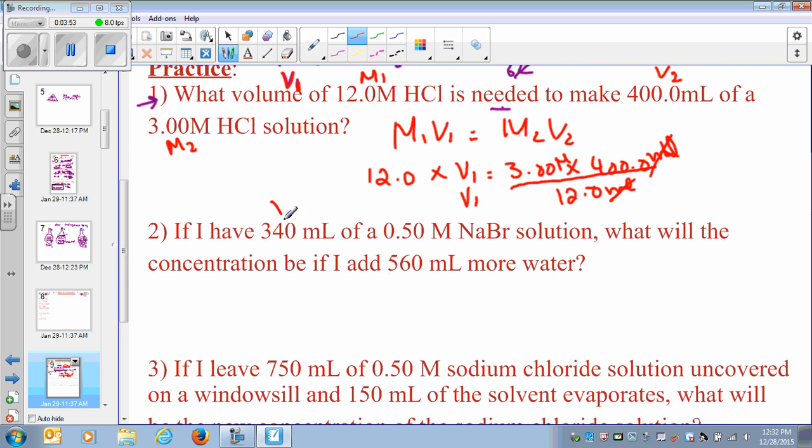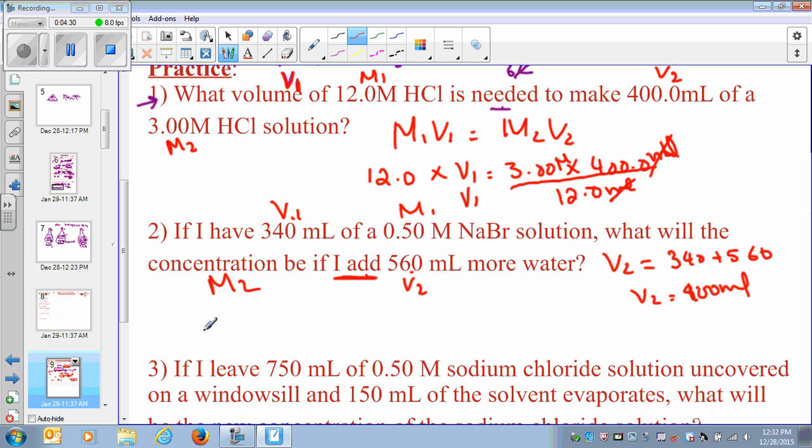If I already have this, this means this is what I already have. And what will be the concentration if I add this much more water? Now pay attention to this: the way it is written, you're adding the volume to this one. So my V2 is not going to be 560. My V2 is going to be 340 plus 560, which is going to be how much? 900 milliliters. So my V2 is 900 milliliters.